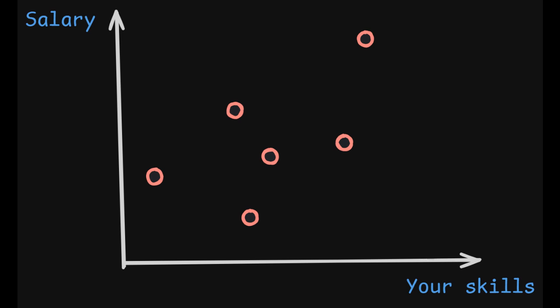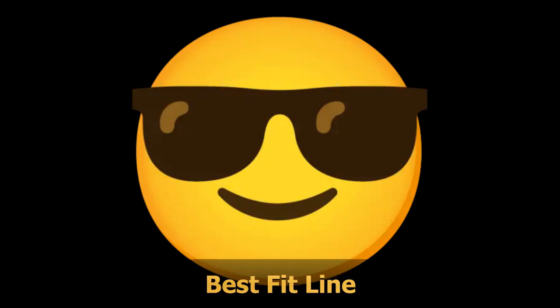You can see that the data is linearly distributed, that is, as your skills are increasing, the salary is also increasing. Now what happens in linear regression is that we fit a line in the data set such that it is the best fit line and the error is as minimal as possible. Now what do you mean by a best fit line? Let me explain to you.